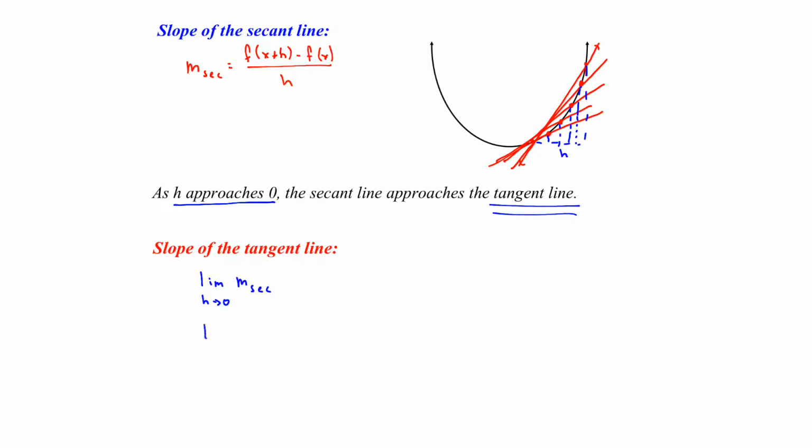Well, what does that mean? That would be the limit as h approaches 0 of the slope of the secant line from above, which is f of x plus h minus f of x divided by h. And that is the slope of a tangent line, which we're going to write as f prime of x, which is the derivative. Okay, so take a look at that again. The limit as h approaches 0 of f of x plus h minus f of x divided by h. That represents the derivative of that function, which is the slope of the tangent line.